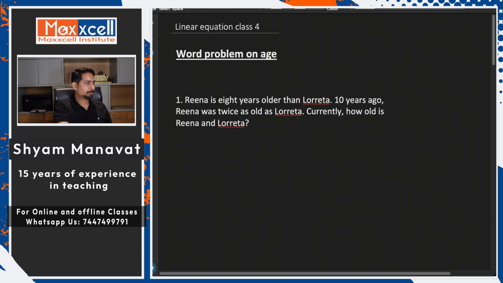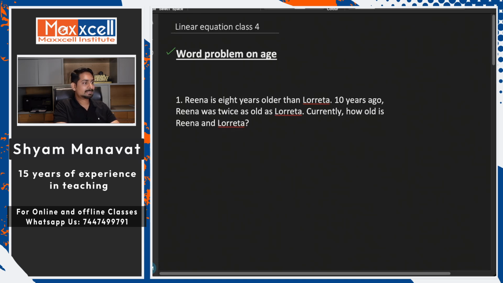Question number 1. Come to question number 1. Rina is 8 years older than Loretta. Problem on age. You make the algebraic equation on problem on age. One is older, one is younger, 10 years later, so on. Doesn't make much of a difference. It's basically forming the equation. Let's see how do you form the equation.